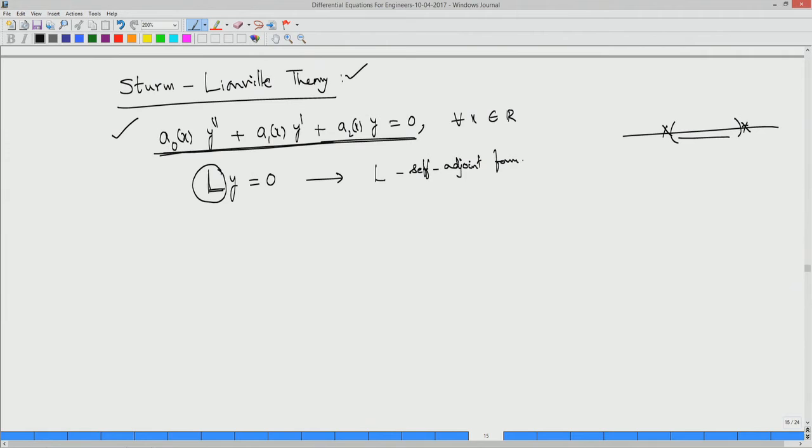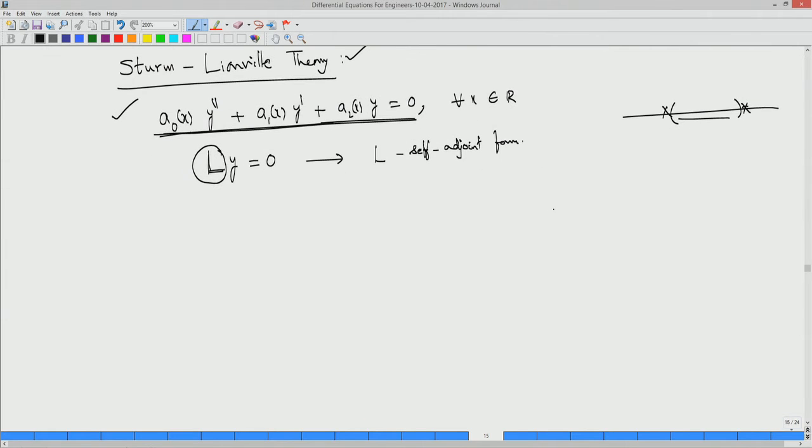We can always put it in this self-adjoint form. We will see what it is. What is the meaning of self-adjointness? Say L is a differential operator. You can think of L as a0(x) d²/dx² plus a1(x) d/dx plus a2(x). It's clearly this is what it is.